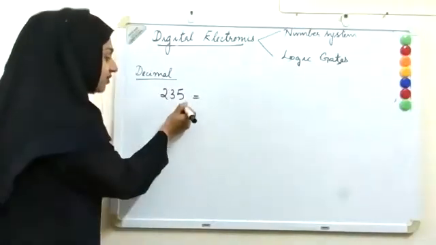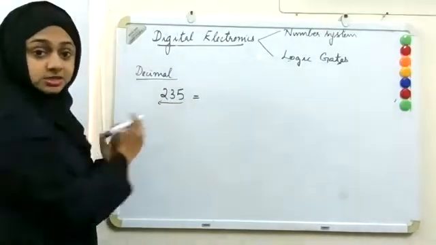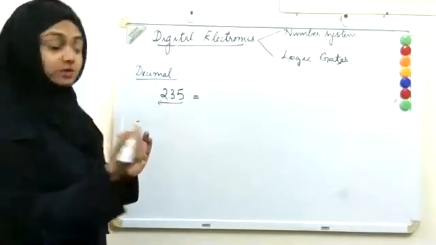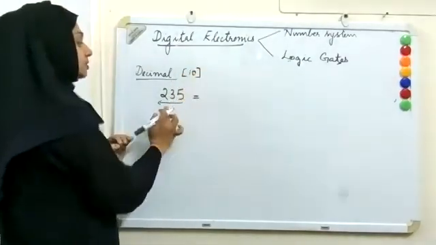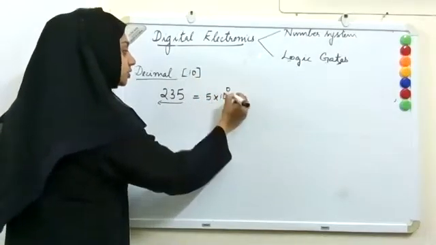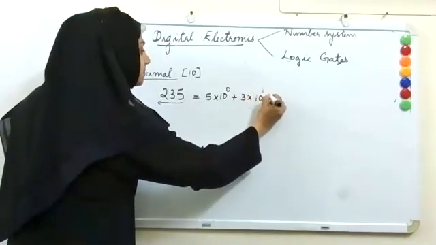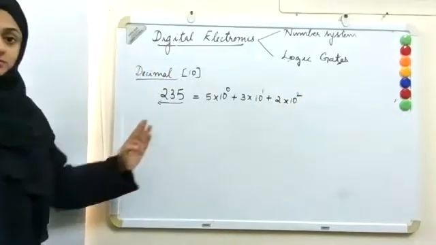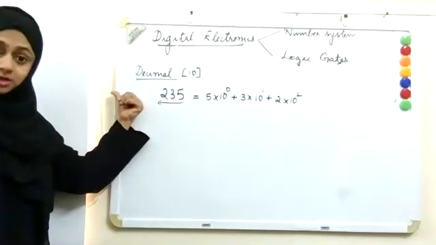We have to start from the unit place and go towards the higher places. So we will be going in this direction. Its base is 10, right? So for the decimal system, the base is 10. So we can express 5 into 10 raised to 0 plus 3 into 10 raised to 1 plus 2 into 10 raised to 2. We can express it like that. I started from here and went in this direction.